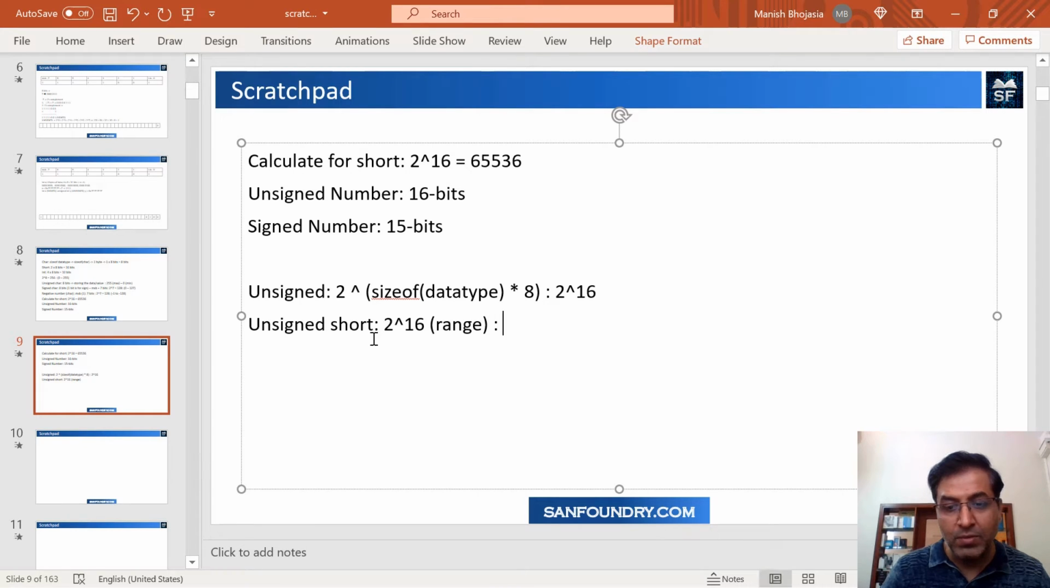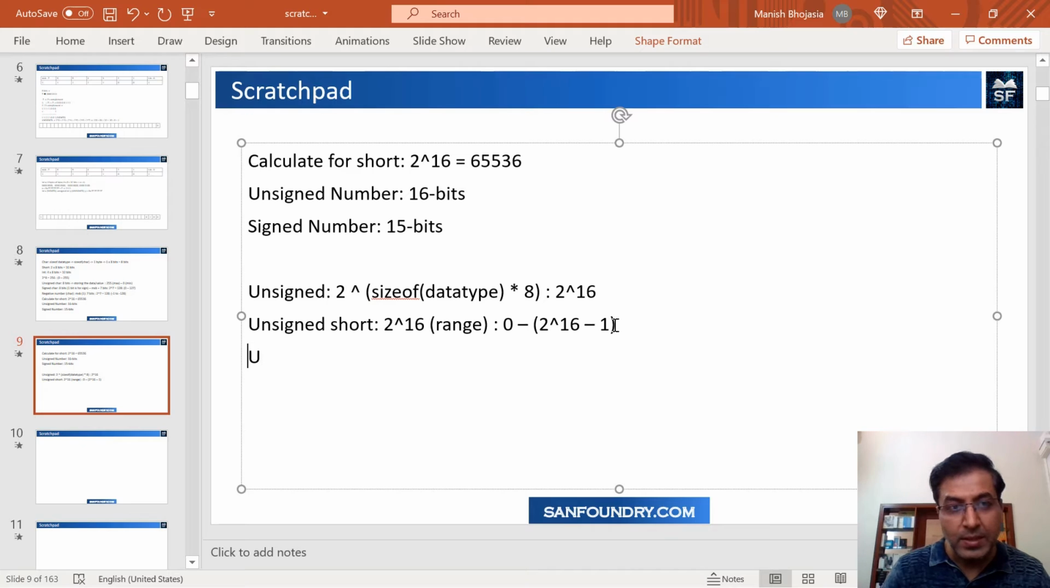Now what is the minimum value? Minimum value is 0. It always starts with 0, and then it is 2 to the power 16 minus 1. So that's how you have to remember. The minus 1 is important for you to arrive at the max. This is the max value.